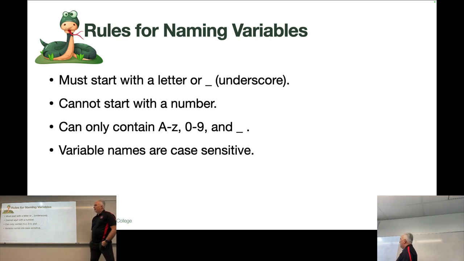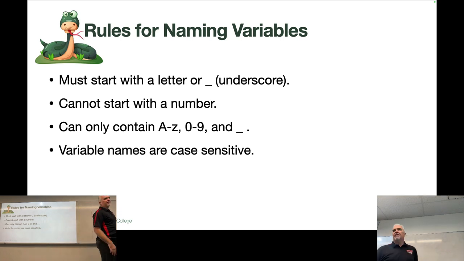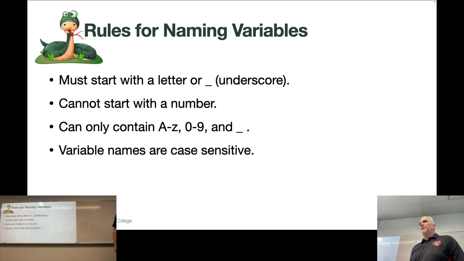Python has specific rules for naming variables. Okay. It must start with a letter or an underscore. Cannot start with a number. Cannot start with any other punctuation. It can only contain A through Z, uppercase and lowercase, 0 through 9, and the underscore. Any other character in your variable names is going to cause issues.